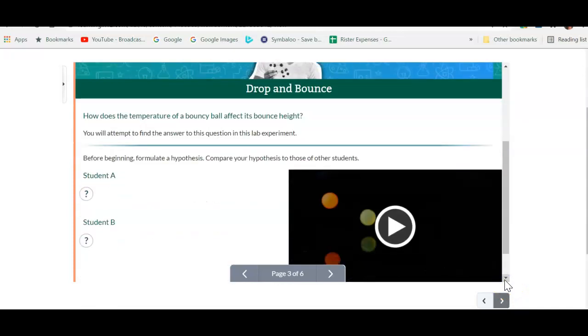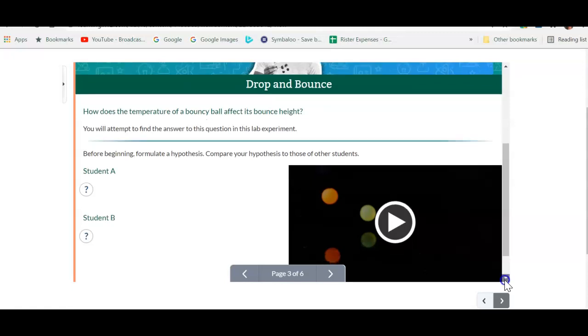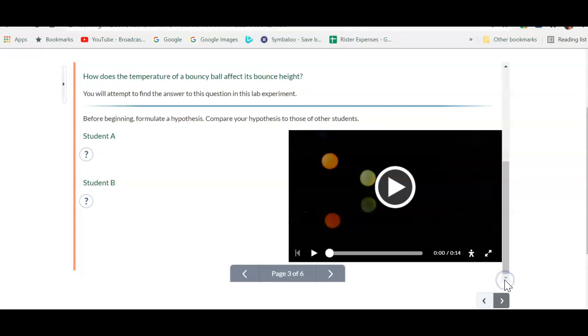All right, so how does the temperature of a bouncy ball affect its bounce height? You will attempt to find the answer to this question in this lab experiment. Before beginning, formulate a hypothesis and compare yours to those of other students. So we aren't doing discussions, but you can compare them to student A and student B. So you do need to formulate your hypothesis.